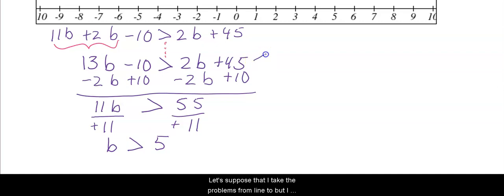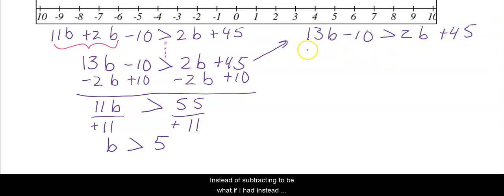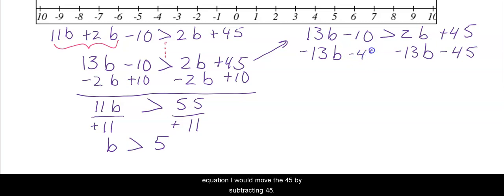Let's suppose that I take the problem from line 2, but I move the 13b instead of the 2b. Let me rewrite the inequality here. Instead of subtracting 2b, what if I had instead subtracted 13b? Since the b's would end up on the right side of the equation, I would move the 45 by subtracting 45. This step does not require reversing the inequality because I am only subtracting.